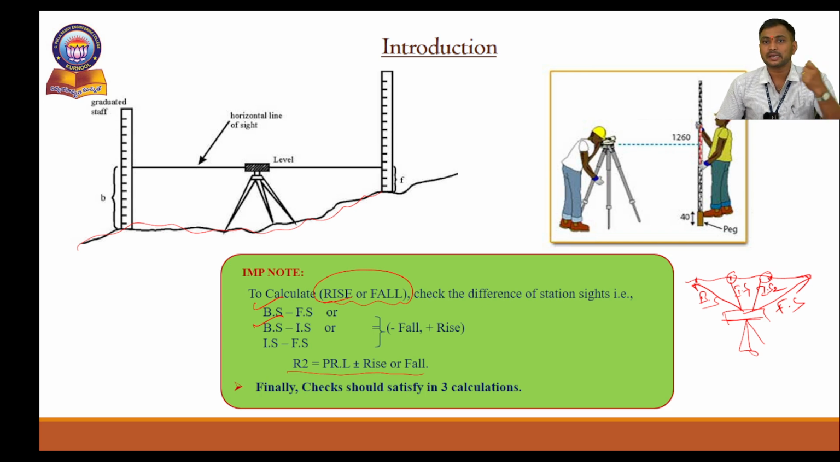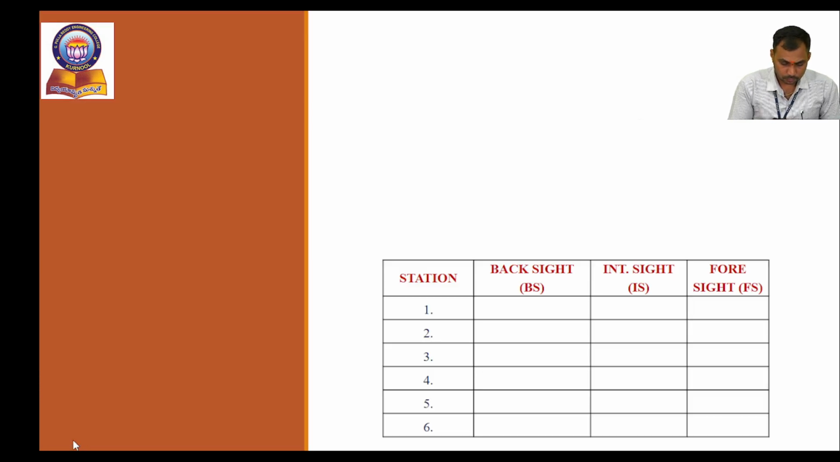Plus 19.5. Why the plus 19.5? Because we have checked the difference from backsight to foresight, and we got a positive value. That's why I have presented it in the rise column. Okay, we will see now. Like this we have to present the table.